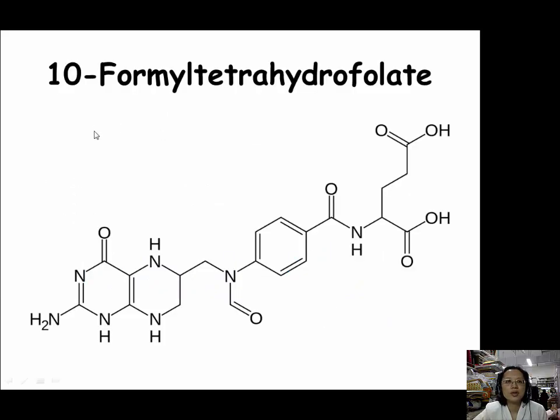Let's see our example. Our example for formyl is N-formyl tetrahydrofolate. The formyl group is shown here. N-formyl tetrahydrofolate is a form of tetrahydrofolate that acts as a donor of formyl group in anabolism. Now, anabolism is the synthesis reaction in organisms. We call it anabolism.